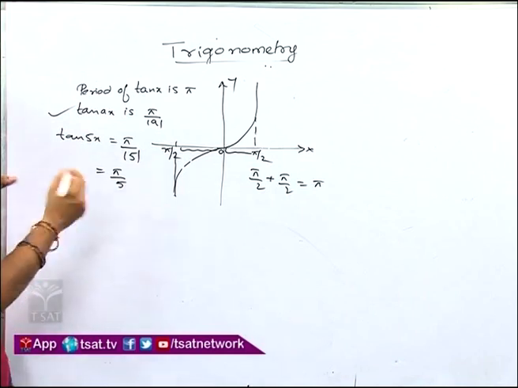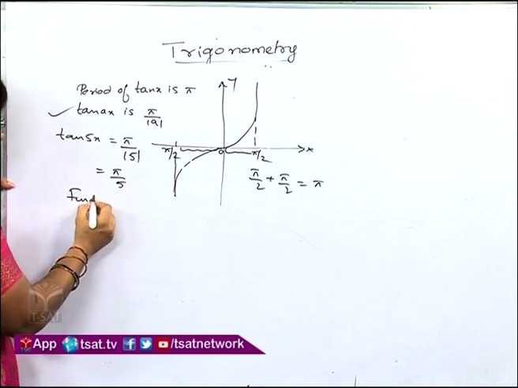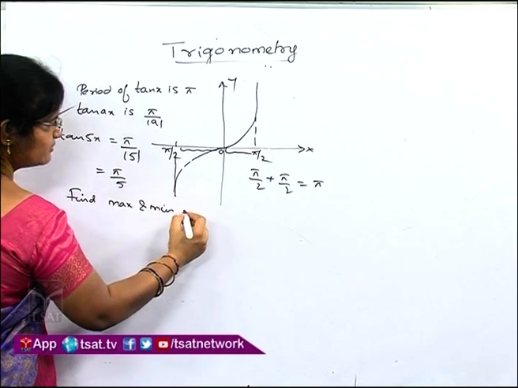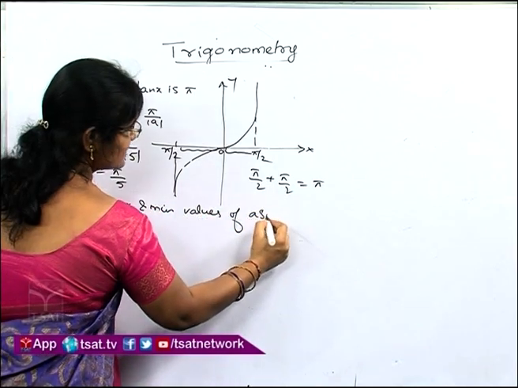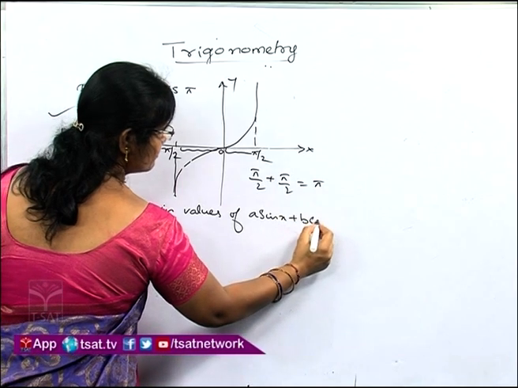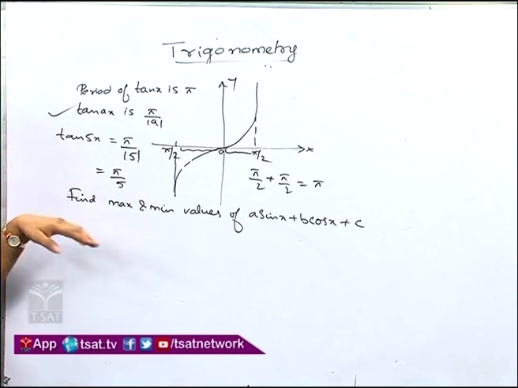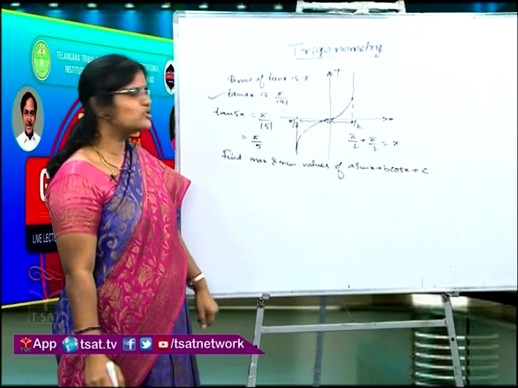Now, here one more thing I want to explain. In short answers, you are going to get: find the maximum and minimum values of a sin x plus b cos x plus c. Just now we have seen the maximum and minimum values of sin and cos are -1 and +1, children.